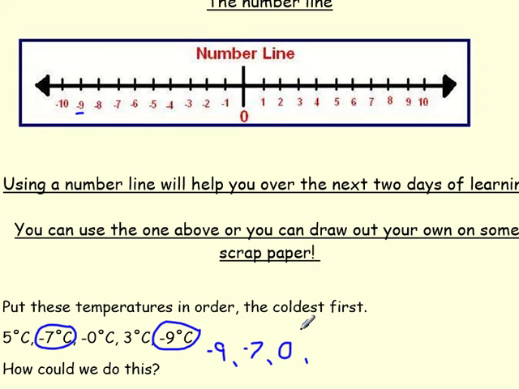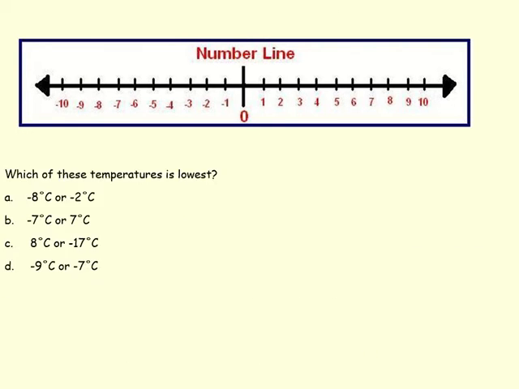and then we are left with 3 and 5. We know 3 degrees Celsius is colder than 5 degrees Celsius. Okay, so that's where the number line will come in useful for you for those type of questions.